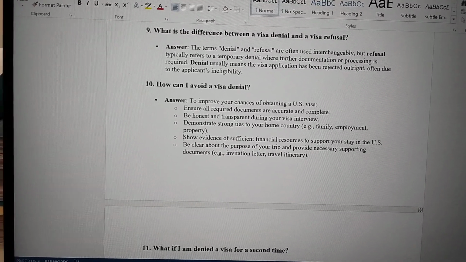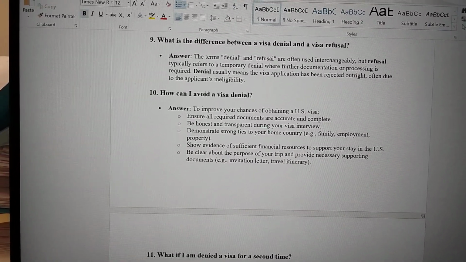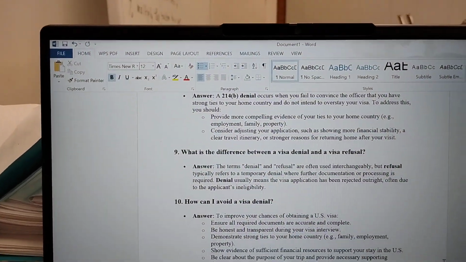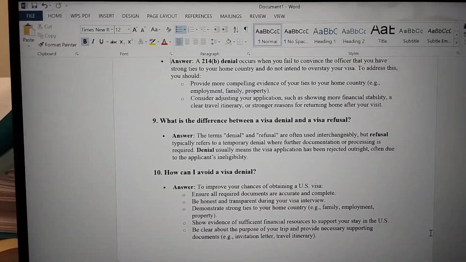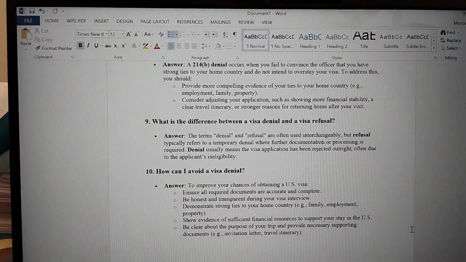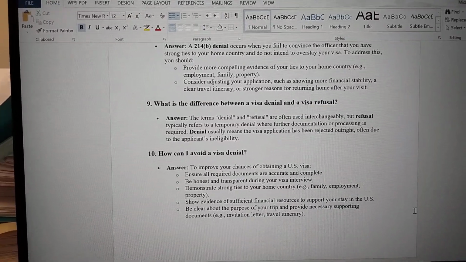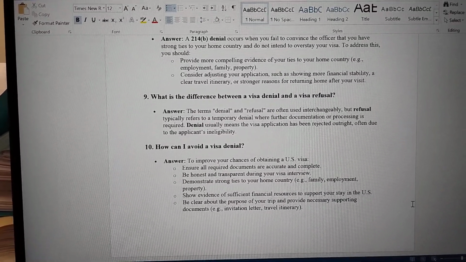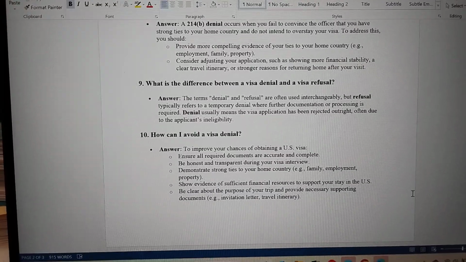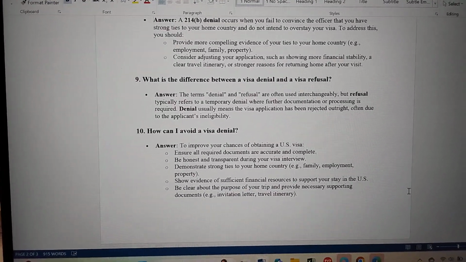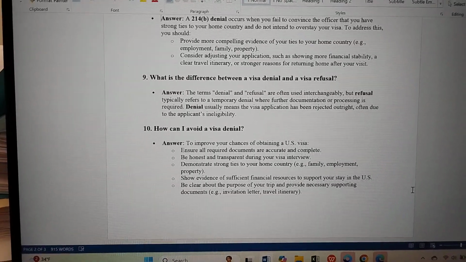If you are able to show property deeds such as a house deed, land title deed, or vehicle logbook, then consider adjusting your application, such as showing more financial stability, a clear travel itinerary, or strong reasons for returning home after your visit to the US.